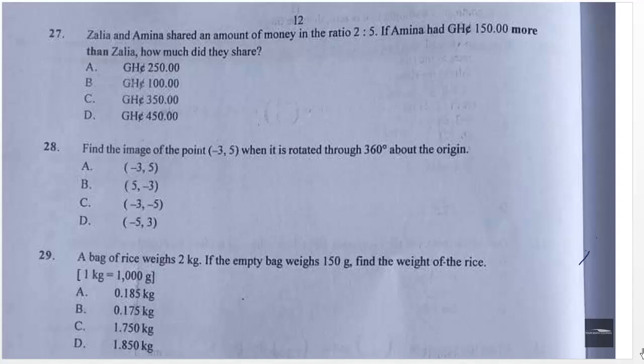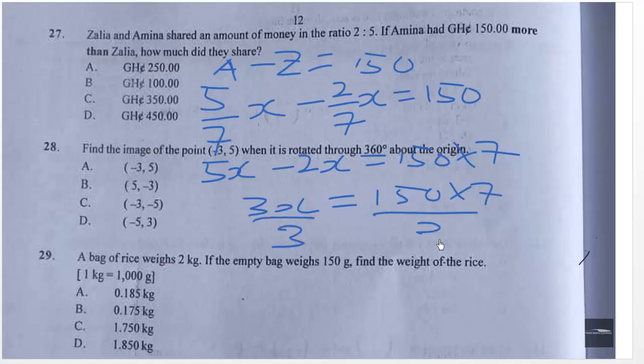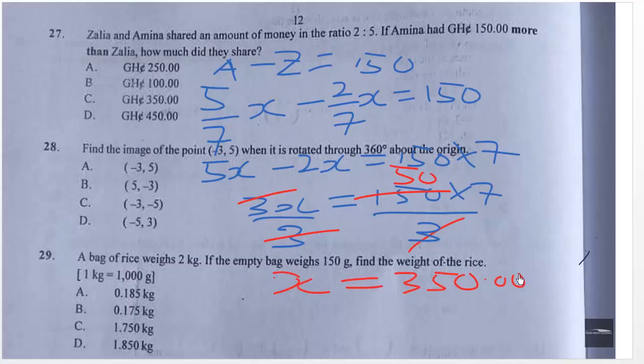Question number 27. Zalia and Amina shared an amount of money in the ratio 2:5. If Amina had 150 more than Zalia, how much did they share? So the difference between their share will be 150. So Amina's share will be 5 over the total ratio. So let X be the amount shared. So now the difference should give us 150. So when we solve for X, we are supposed to get X equal to 50 times 7. That will give us 350.